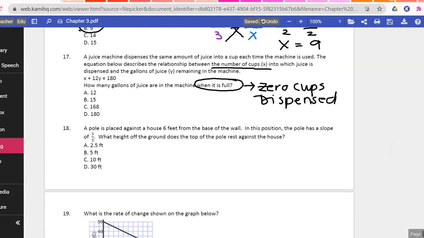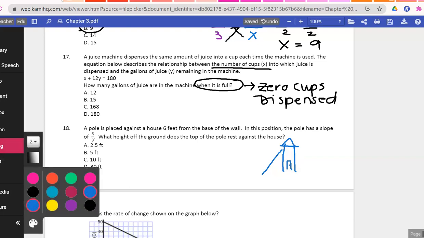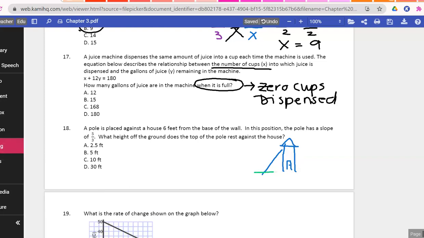It's similar to 16, a little bit different, but similar. So it tells you that a pole is placed against the house 6 feet from the base of the wall. In this position, the pole has a slope of 5/3. What height off the ground does the top of the pole rest against the house? If it helps you to draw a picture, draw a picture. So here's your pole. Pretend that this looks like a house. Use your imagination. There's a door that fixes it. I know it doesn't. There's the ground. It's green because it's the grass.